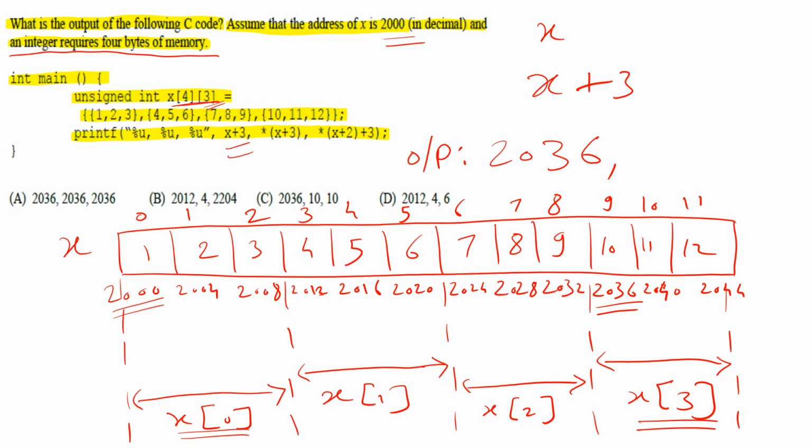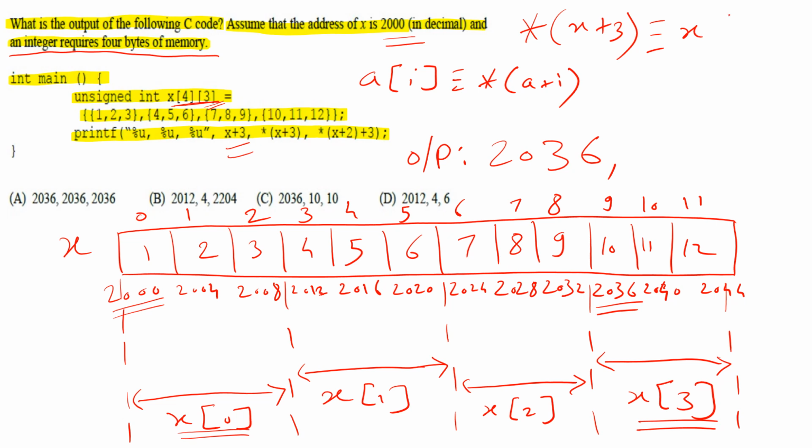Now let's think of the next one. The next thing we wish to print is star of x plus 3. Now we know from my previous video, you must have seen this, that a of i is equivalent to star of a plus i. So star of x plus 3 is equivalent to x of 3.